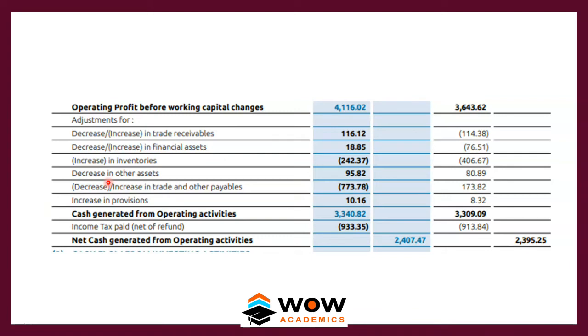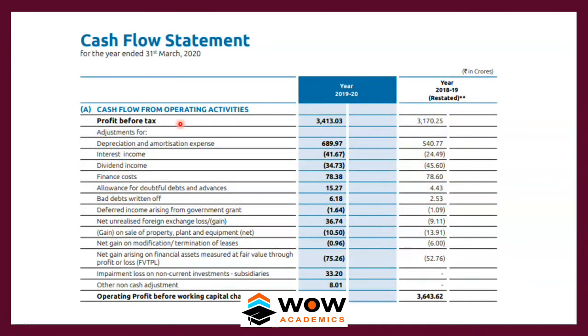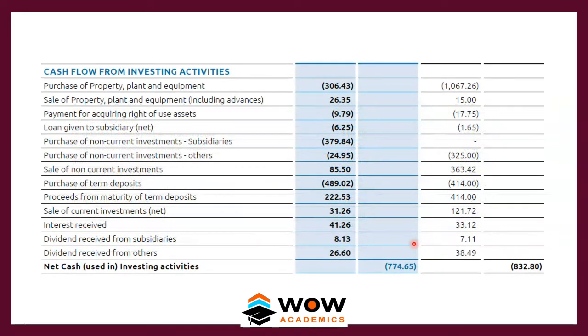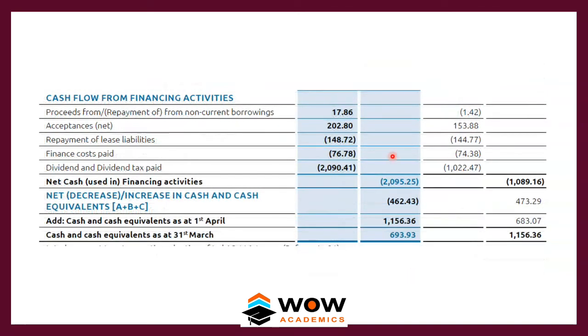What we are mostly bothered about here is that last total heading, not about the small movements here. We are mostly bothered about the total movement. So see here, this company has generated 2400 crores of money from operations from their business and has invested around 774 crore worth of money, and they have also paid dividend, which is a huge number.